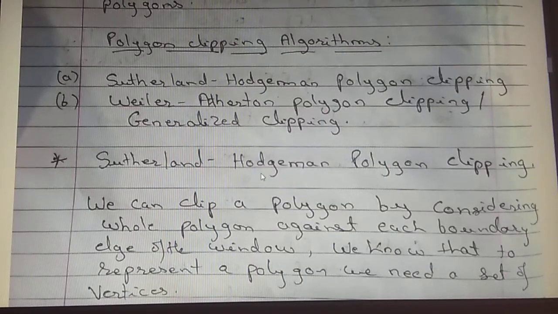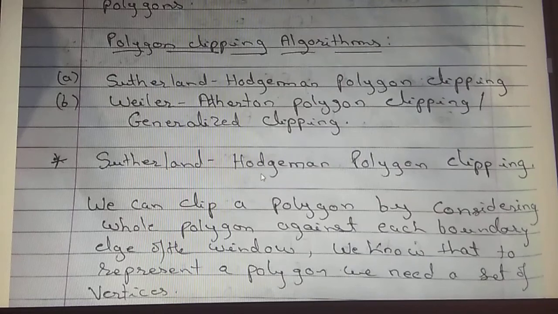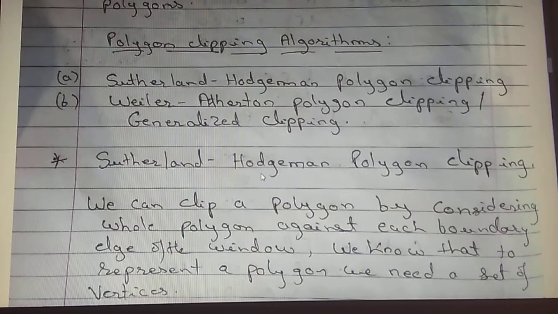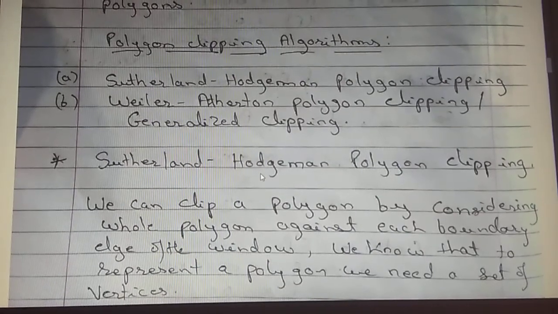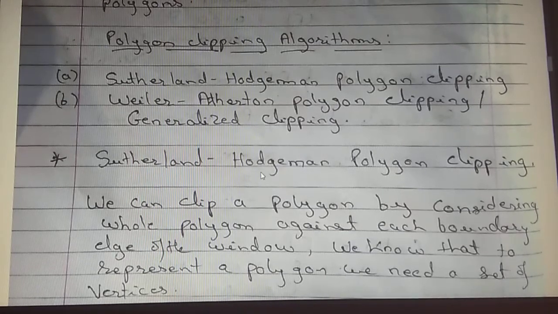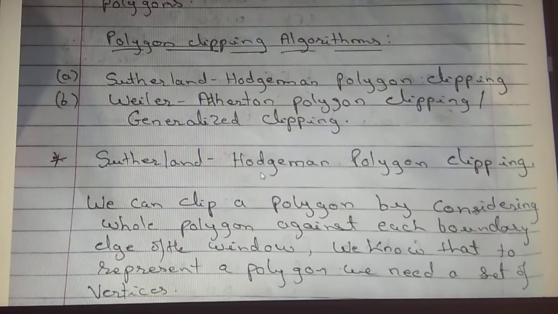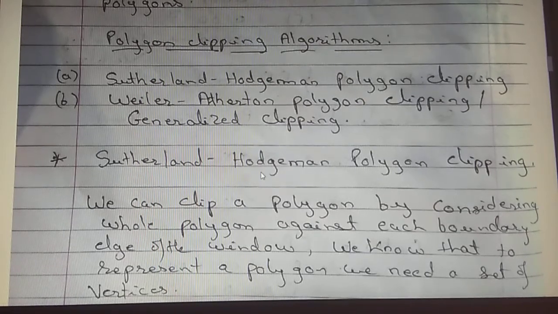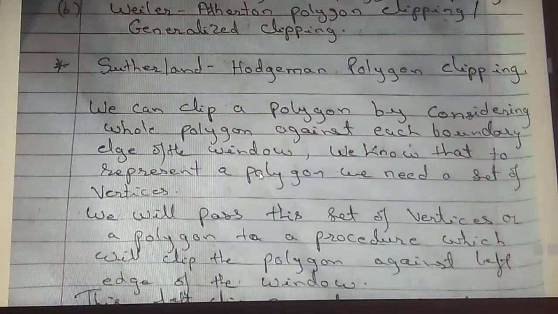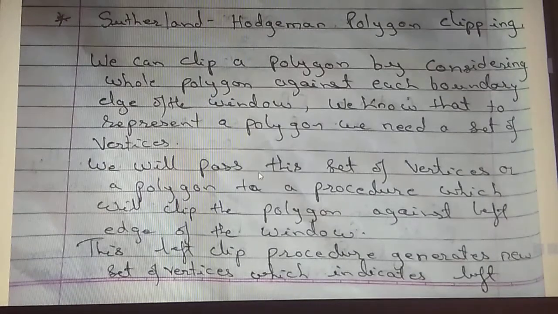Now clipping a polygon may produce a polygon with fewer vertices, it is possible, or one with more vertices than the original one. It may even produce several unconnected polygons, right? So the polygon clipping algorithms which are available are basically Sutherland-Hodgman polygon clipping and Weiler-Atherton polygon clipping, also called generalized clipping. First we'll see what is Sutherland-Hodgman polygon clipping.